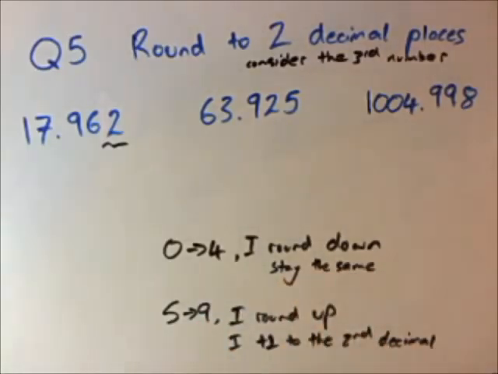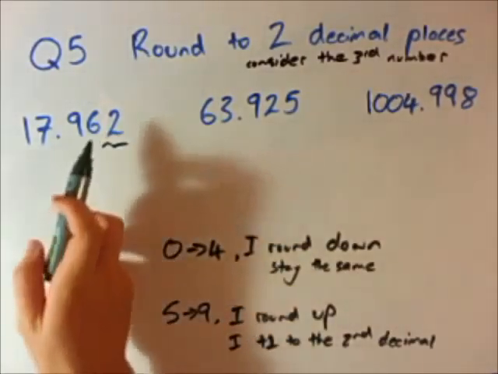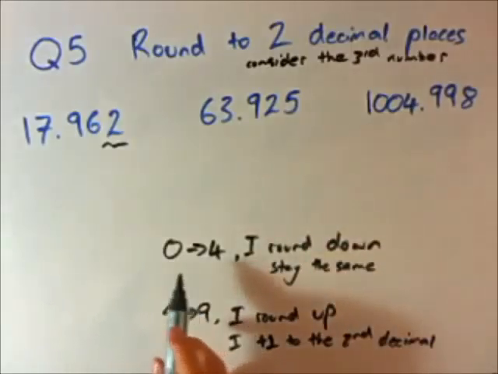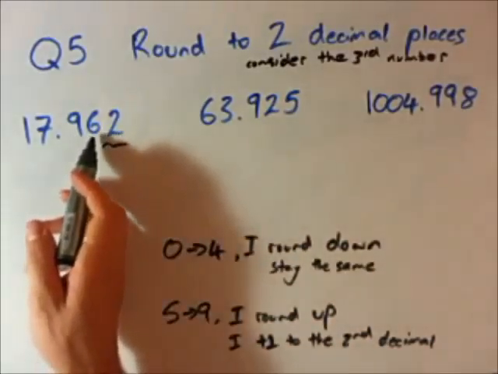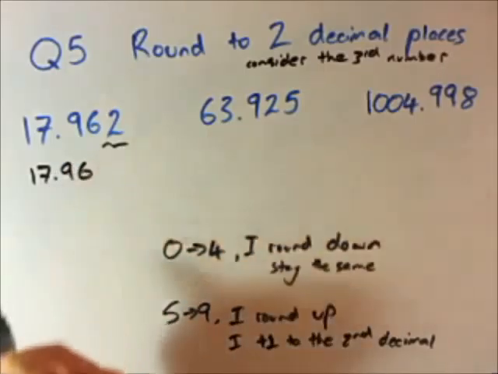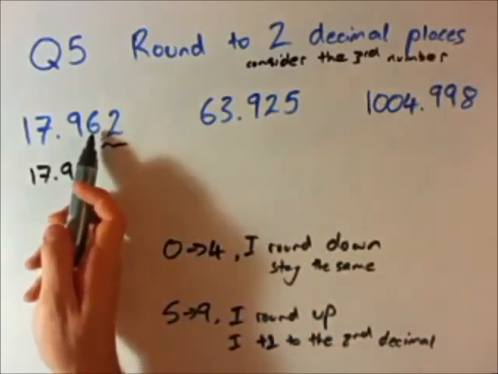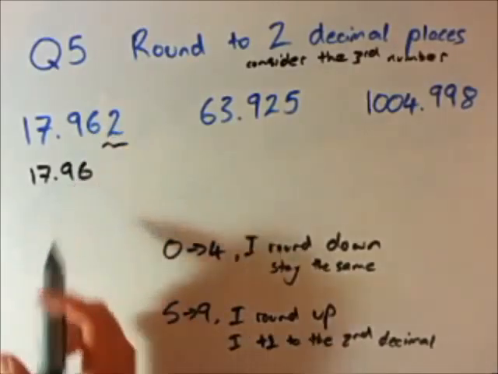I'll keep this on here because I think I might have enough room. So it's 17.962. Well, I'm looking at the third number, 2. 2 is between 0 and 4, so I keep this 6 the same. There we go, I've rounded the first one to 2 decimal places. I can also say that I've rounded down. I haven't rounded up, I've kept 6 the same.